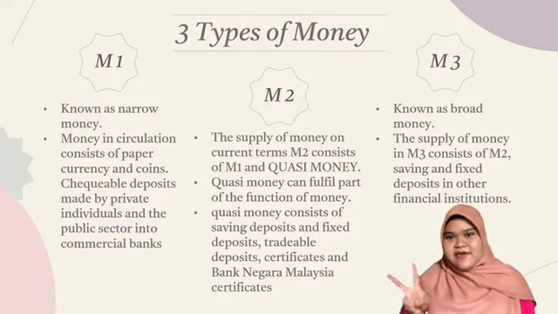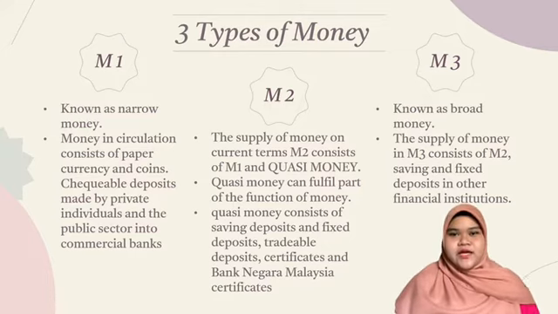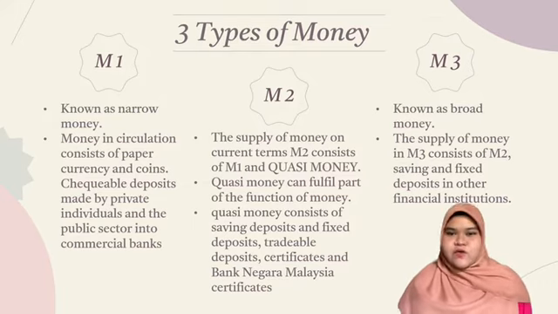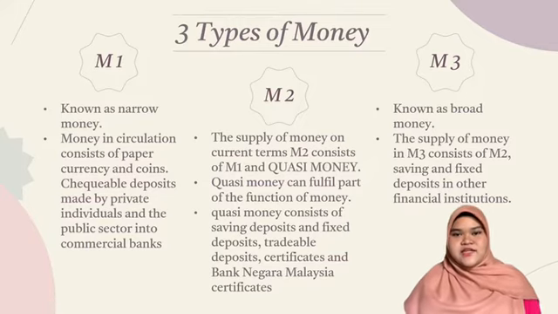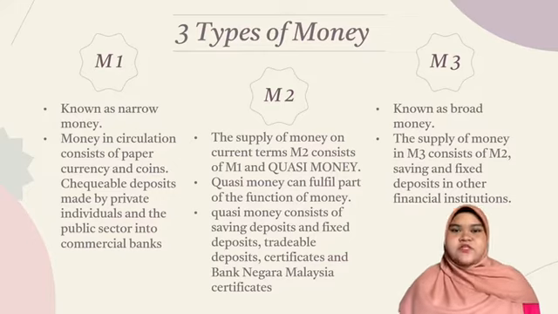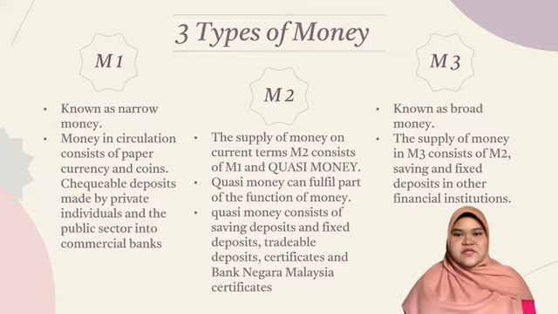The second is M2. Apa itu M2? M2 ialah bekalan wang luas. The supply of money on current terms, M2, consists of M1 and quasi-money. Quasi-money can fulfill part of the function of money, for example, as a store of value. Then, quasi-money consists of saving deposits and fixed deposits, tradable deposits, certificates, and Bank Negara Malaysia certificates.